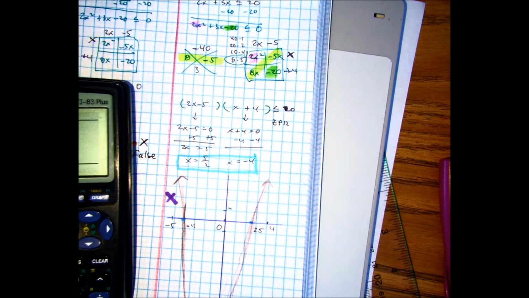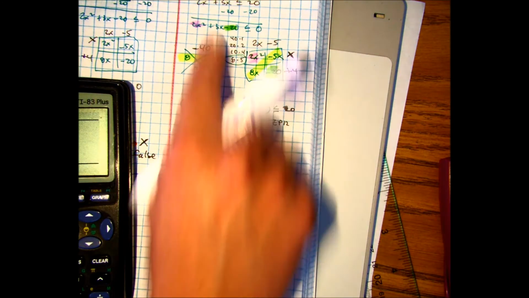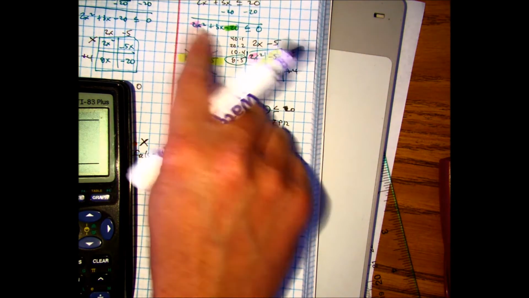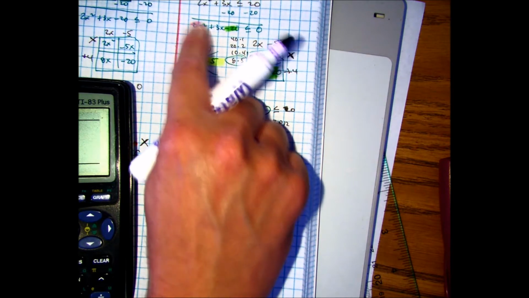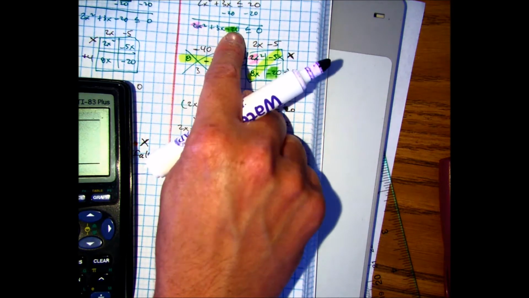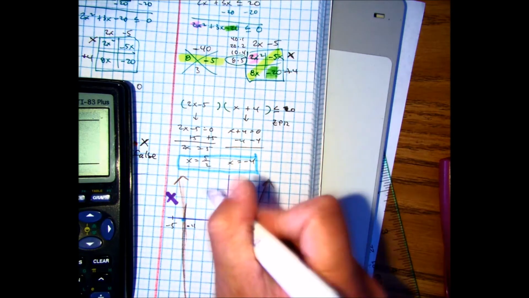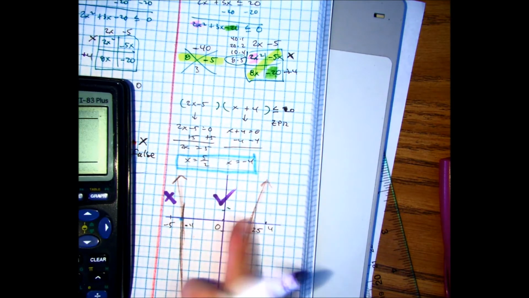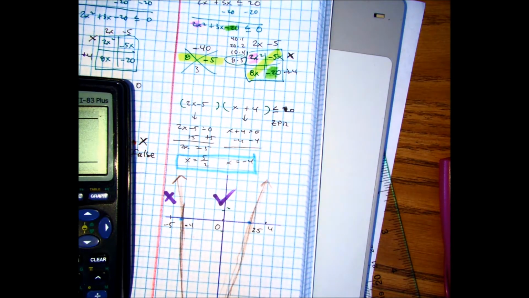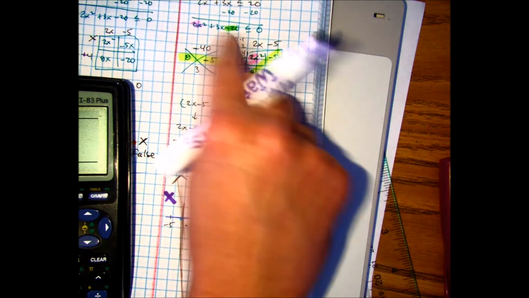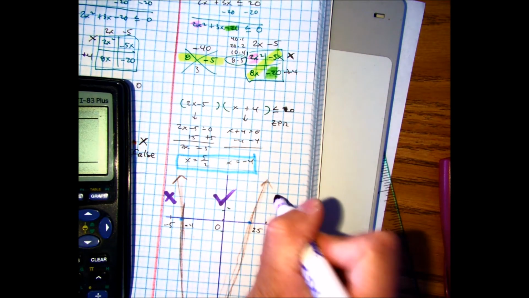If I put in 0, I get negative 20. If you put in 0, that all becomes 0, that becomes 0, so you have negative 20. Is negative 20 less than 0? True. This whole region is true. And 4 gives me 24. Is 24 less than 0? False.